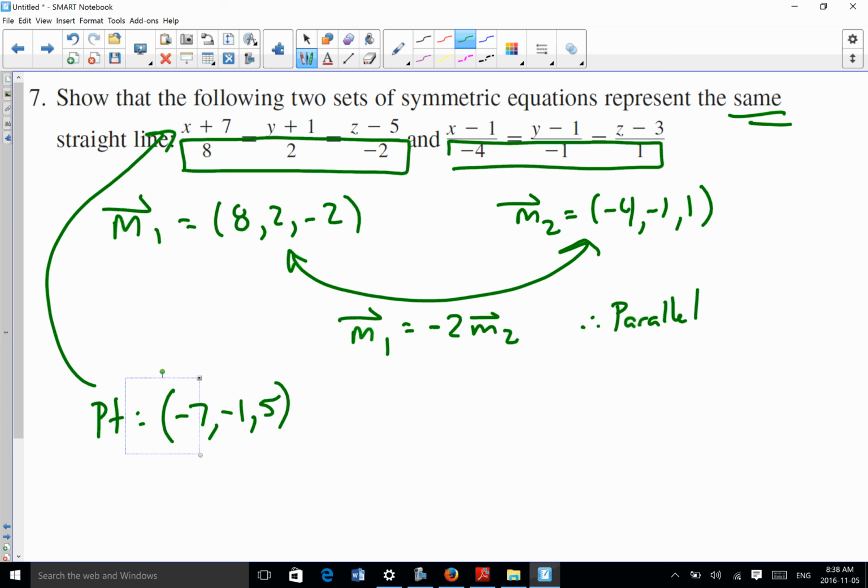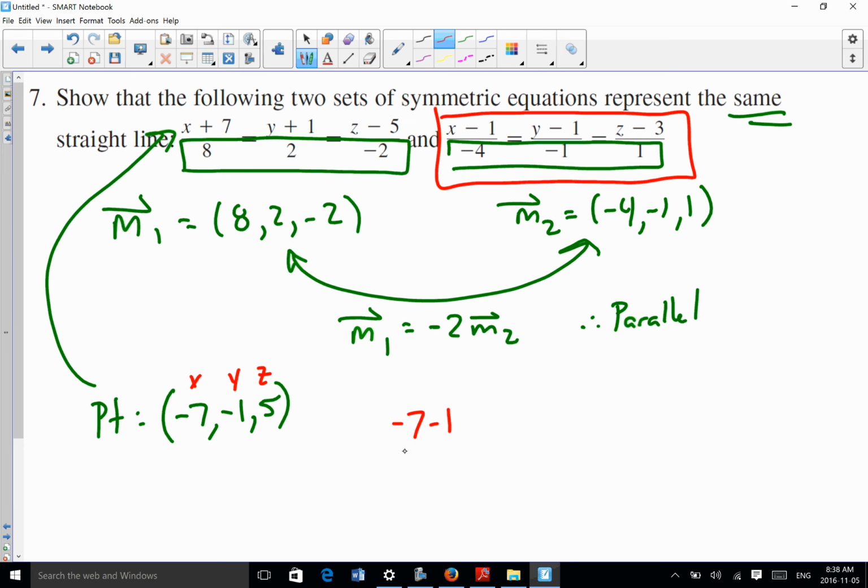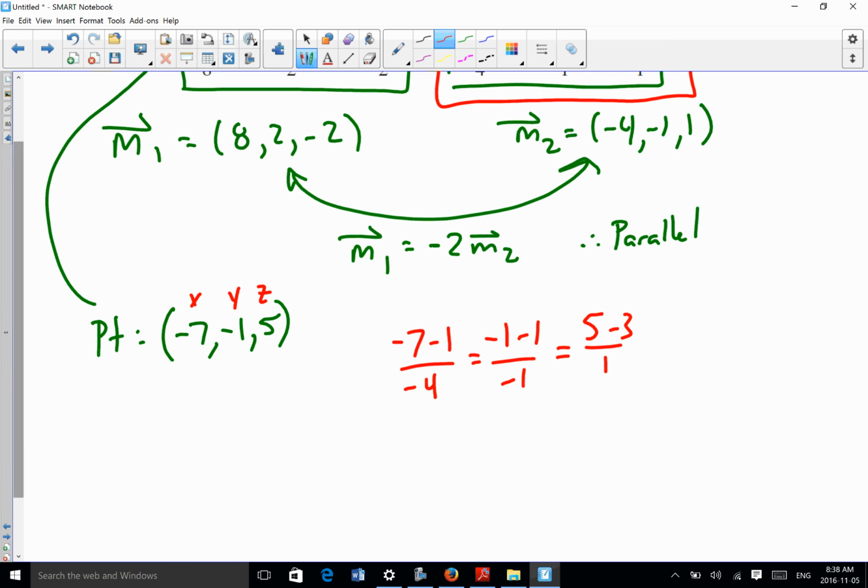So how do I prove that? Well, this is an x. Sorry. This is an x, a y, and a z. So let's use our symmetric equation, this one, and substitute for x, y, and z. So we'll get negative 7 minus 1 over negative 4 equals negative 1 minus 1 over negative 1 equals 5 minus 3 over 1. Let's see what happens. We get negative 8 over negative 4, negative 2 over negative 1, and 2 over 1. Or in other words, we get 2 equals 2 equals 2.